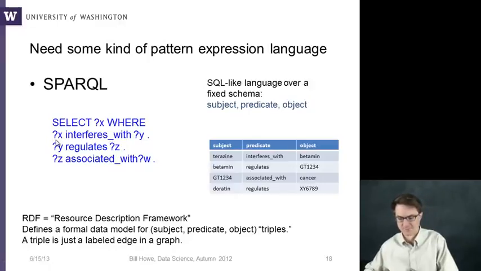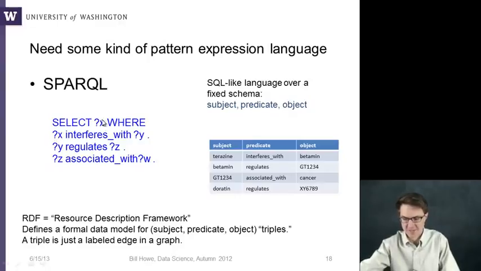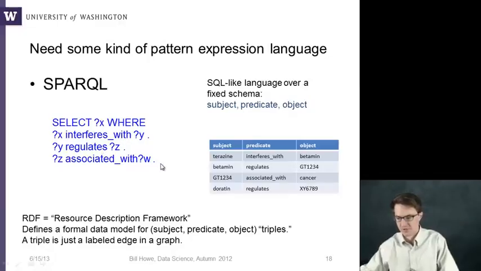Okay. So this says, give me all the x's such that x interferes with y, y regulates z, and z is associated with w. And so if this was actually our data set, then we might return this invented drug named tyrosine, because we can trace a path. Tyrosine interferes with betamin, betamin regulates this gene, and this gene is associated with this disease. Okay. And there might be billions of these triples.